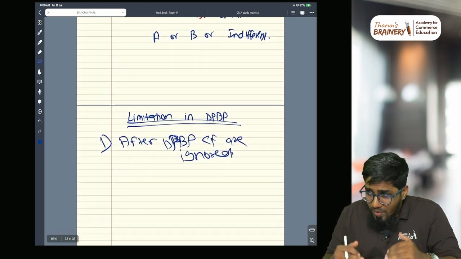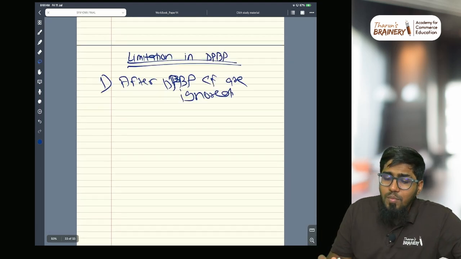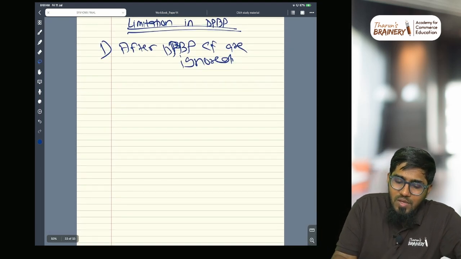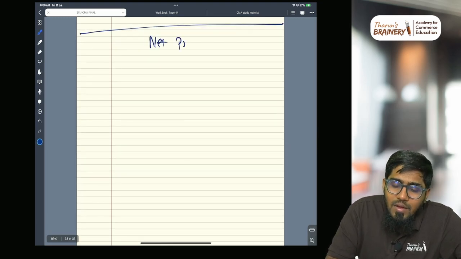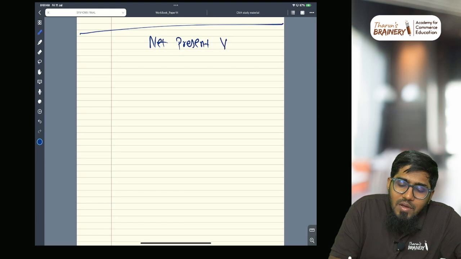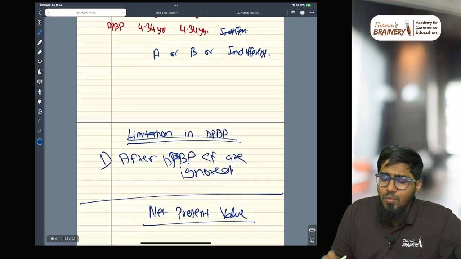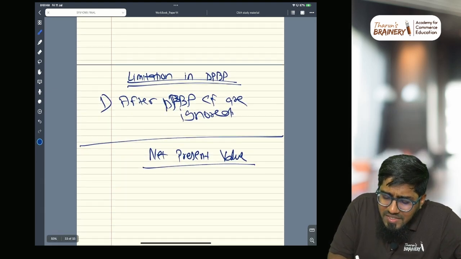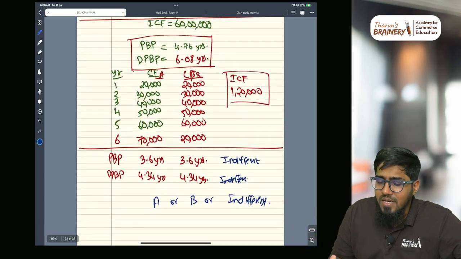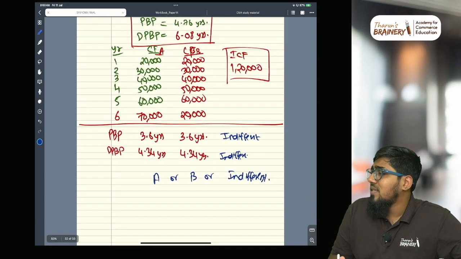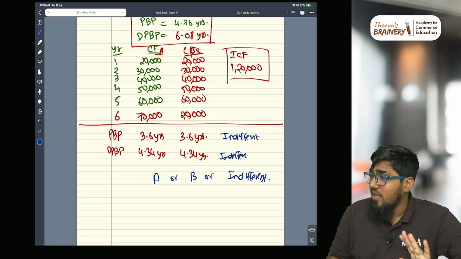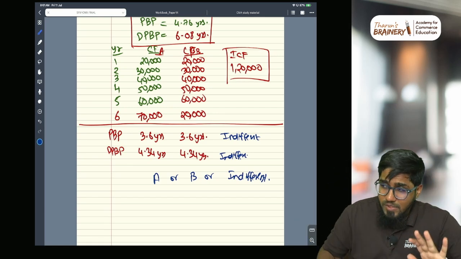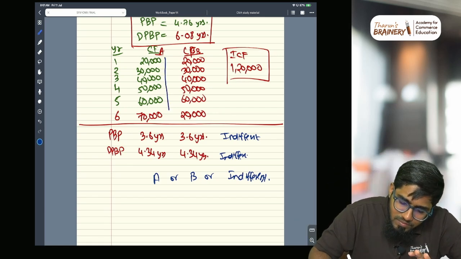So to overcome this limitation, one more method got introduced, and that method is net present value. Sir, what? Here, only cash flows till the discounted payback period are considered. All the cash flows are not considered. So one person comes and says, you consider all the cash flows. You add all the cash flows.